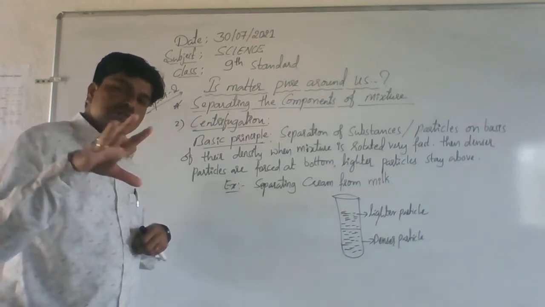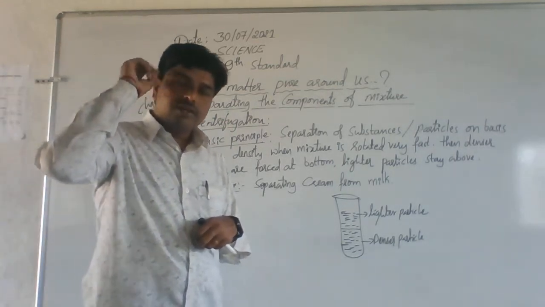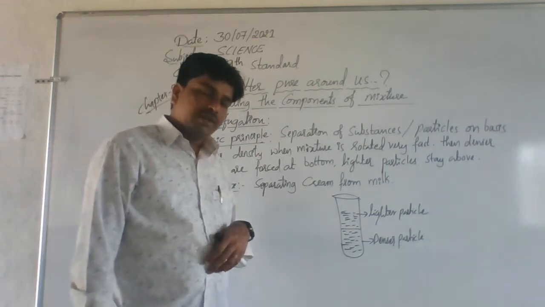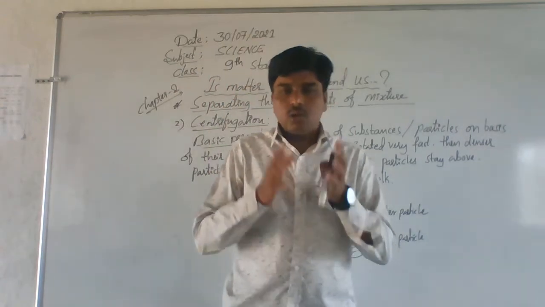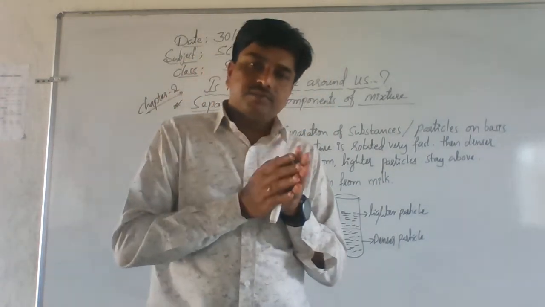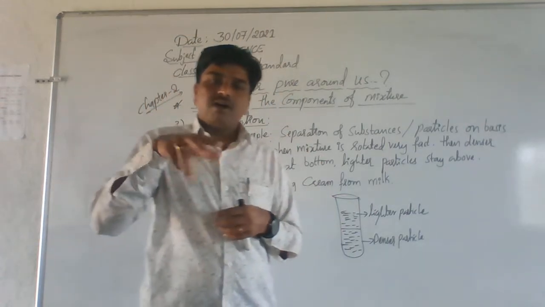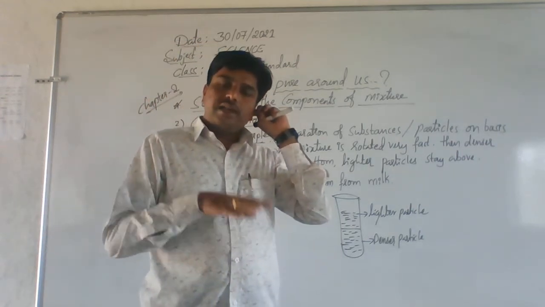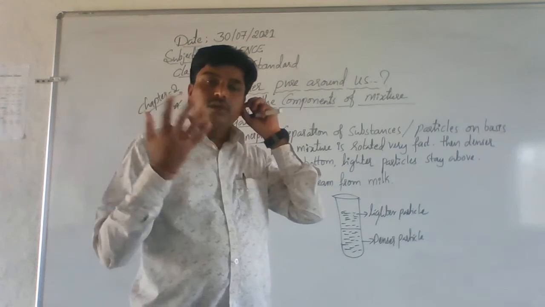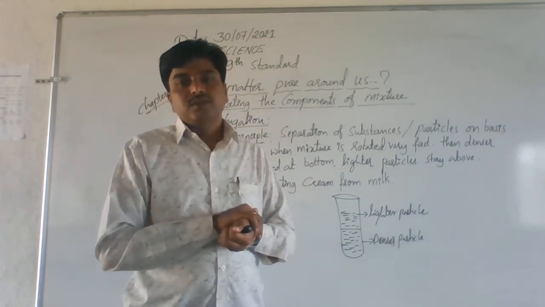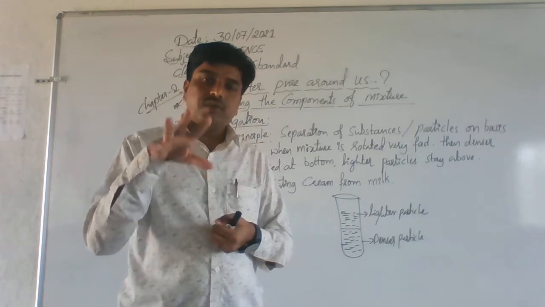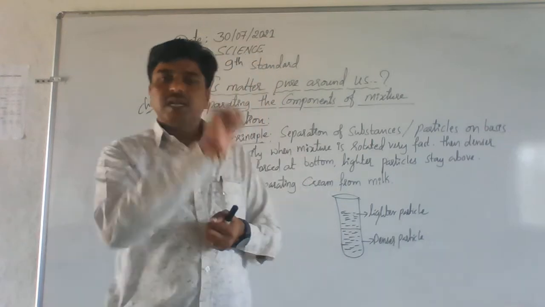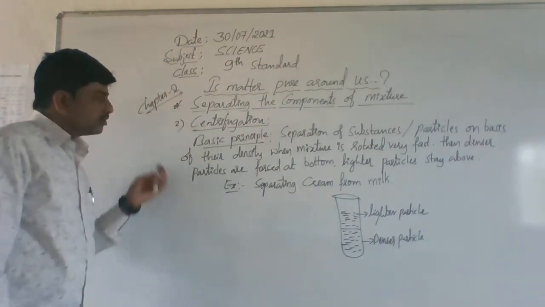So this is a commonly used method in all homes. Understand? To extract butter from buttermilk. Ask your mother how they obtain the butter from buttermilk. They rotate that buttermilk very fast. Understand? So the denser milk settles at the bottom and the lighter butter starts to float on the buttermilk. So that is the centrifugation method. What your mother uses in your home to get butter from buttermilk is the centrifugation method. Understand? So that involves this basic principle.